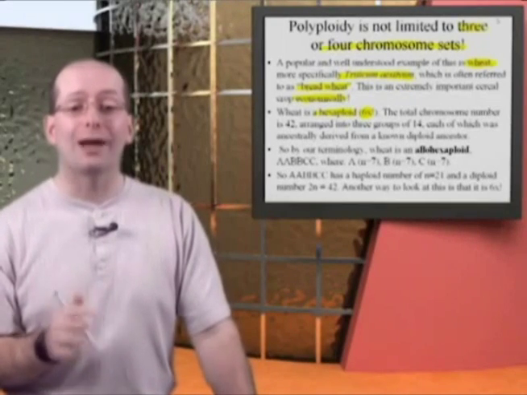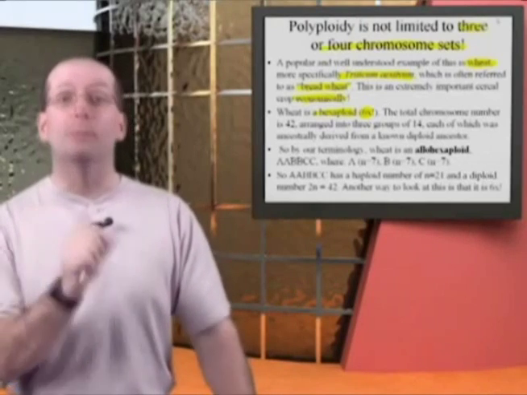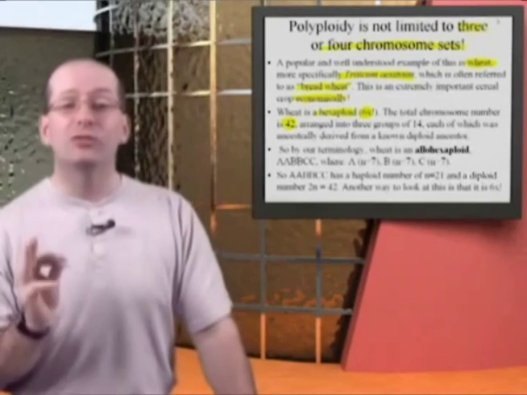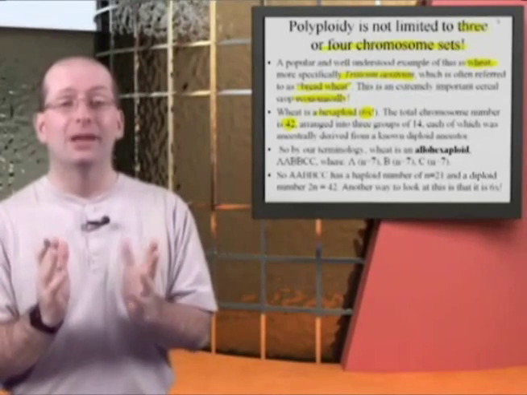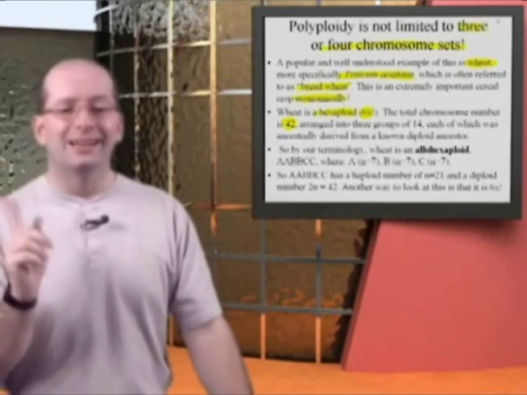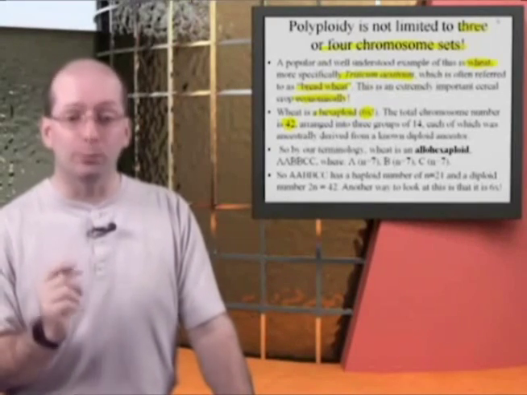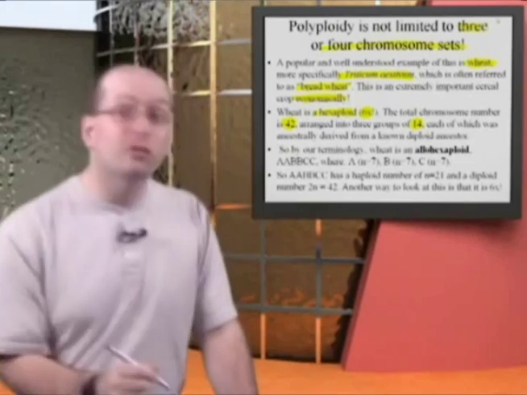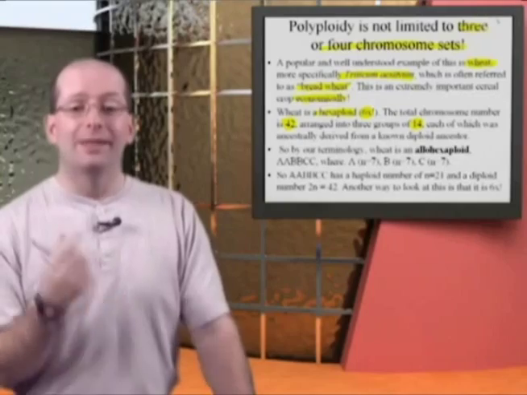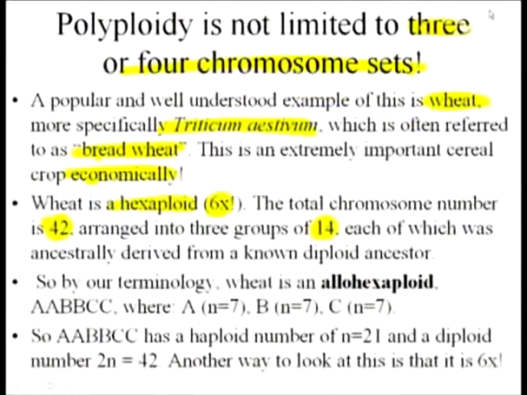And the reason is because it's derived from 3 definite diploid ancestors. Now, the total chromosome number is 42, but that's arranged. Look, if it was diploid, right, we would say, well, yeah, there's a total of 42, and there's 2 sets of 21 each, right? This is arranged into 3 groups of 14, and each of those groups is a diploid set, all right? So when I say 3 groups of 14, that means n equals 7 here for each of the groups, all right? So 14 came from one ancestor, 14 came from another, and 14 came from a third.